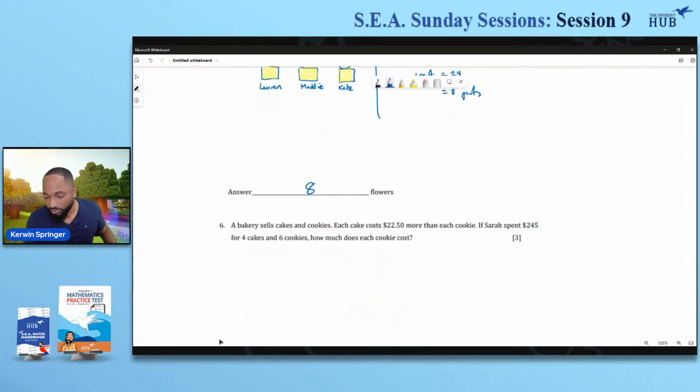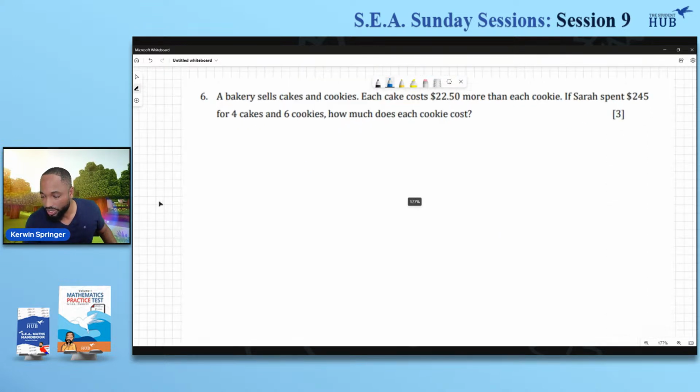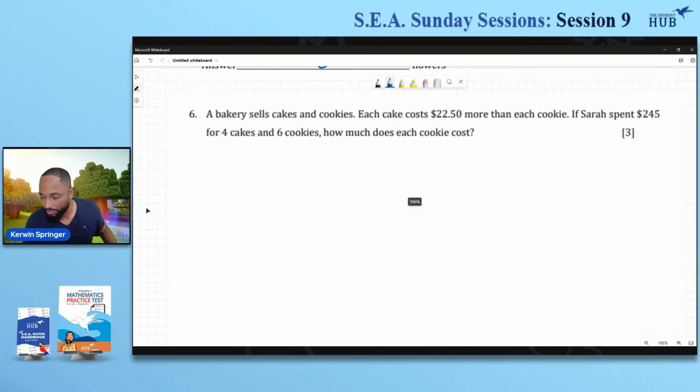As simple as that. A bakery sells cakes and cookies. Each cake costs $22.50. Oh, we have some spammers though already. Spammers getting blocked. Each cake costs 22.